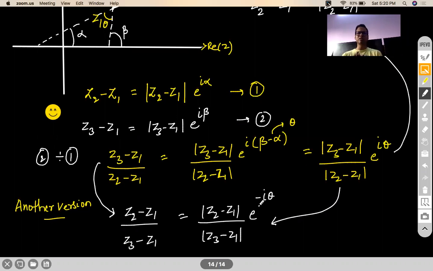Many times I have got calls in the midnight saying, sir, you told e to the power i theta. Book is saying e to the power minus i theta. Which one to follow, sir? Right? See, actually both are the same thing. It's just that their way of writing is different.